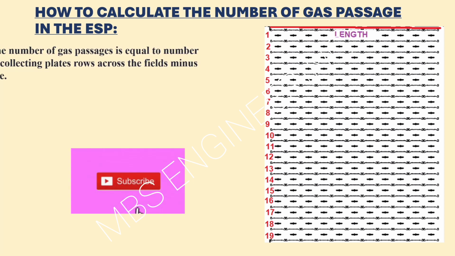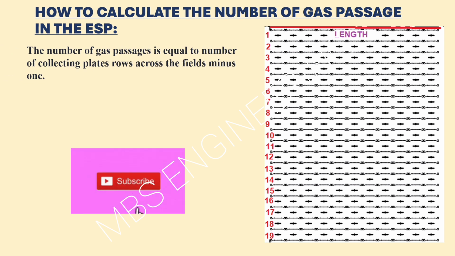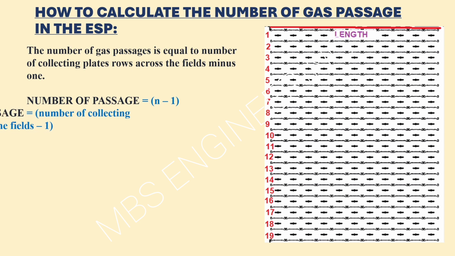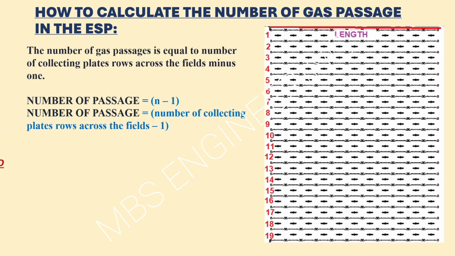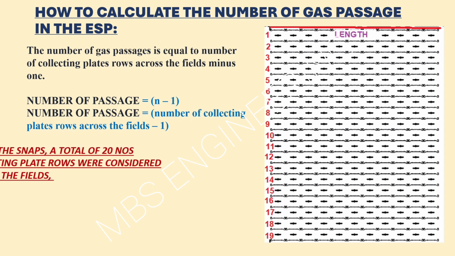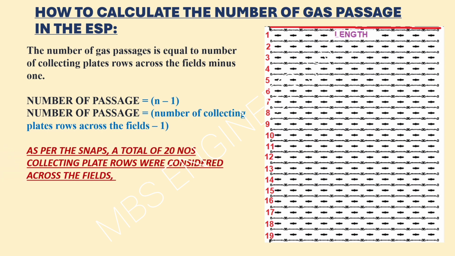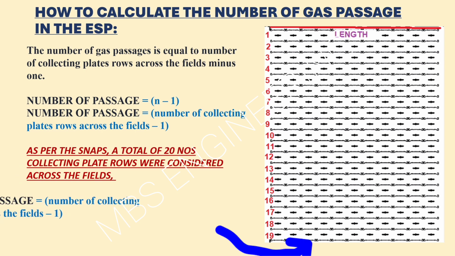Next, we are going to understand how to calculate the gas passage in the ESP. The simple formula below is used to calculate the gas passage. The number of gas passages is equal to the number of collecting plate rows across the fields minus 1. Number of passages is equal to n minus 1.